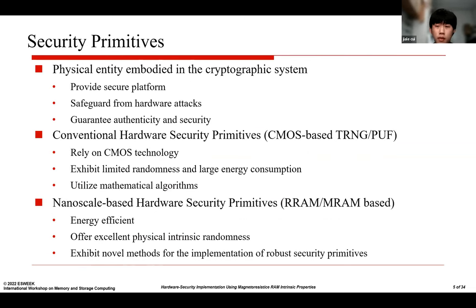To protect private information, security primitives play an important role in the security of integrated chips. A physical entity should provide a secure platform that can resist hardware attacks. Security primitives have two main sources: conventional and nanoscale-based hardware security primitives. Conventional hardware security primitives usually rely on CMOS technology, and have limited randomness and large energy consumption. For edge devices, nanoscale-based hardware security primitives are energy efficient and can offer excellent physical randomness.